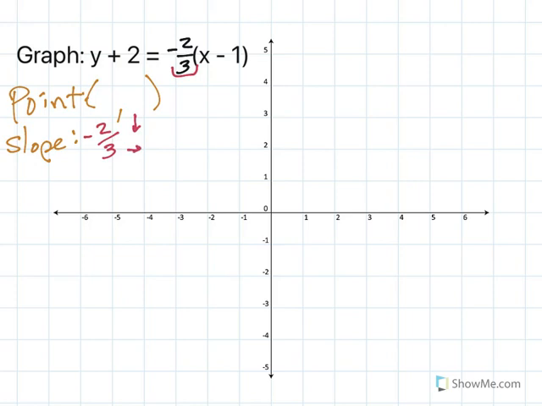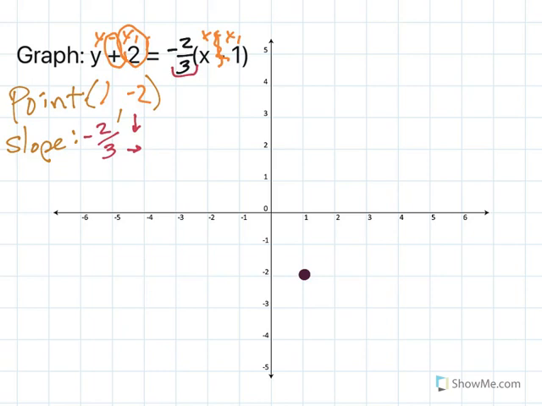And my point, remember it's x minus x1. So the minus signs are the same, so x1 is 1. And then I have y minus y1. The signs are opposite, so the values are opposite. So it's going to be a minus 2. So my point is at 1, negative 2. So over 1, down 2.